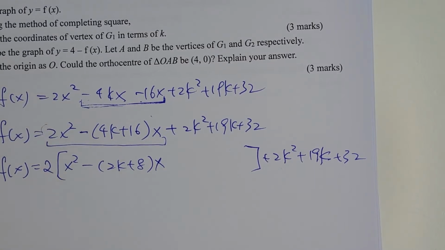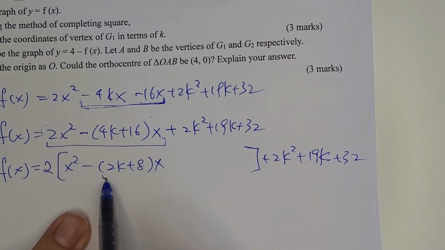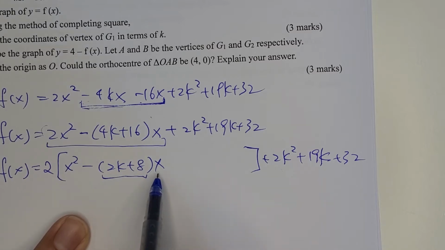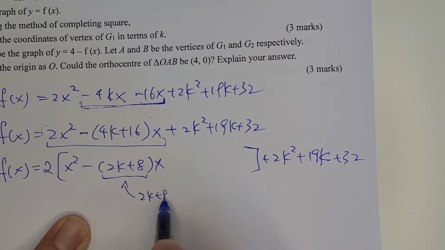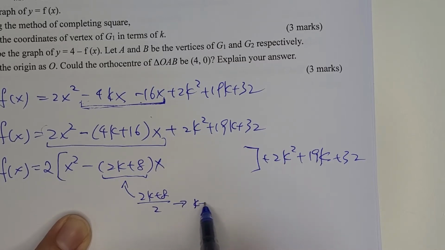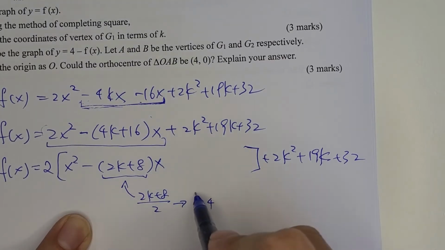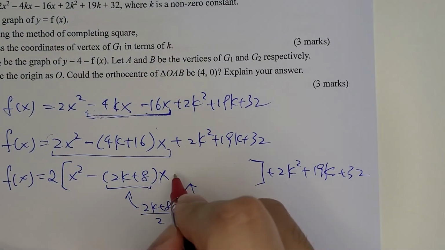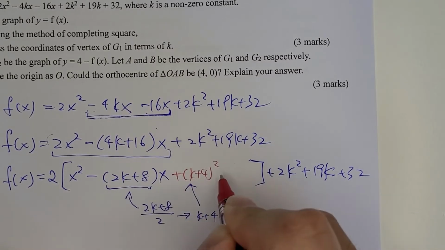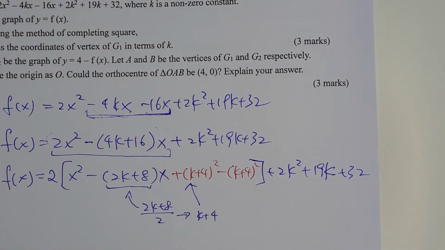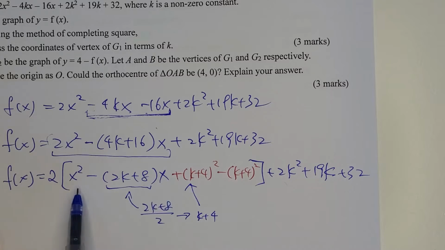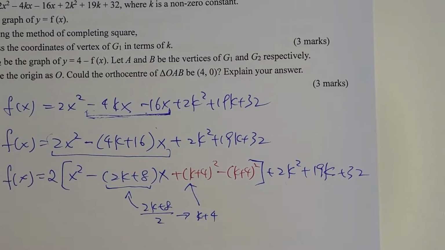So what should we add here? You can see the coefficient of x is 2k plus 8. First of all, you need to divide it by 2. 2k plus 8 divided by 2 becomes k plus 4. And here you should add (k plus 4) squared, and then minus (k plus 4) squared. You need to add this one and then minus this again. Why? Since after you add this one, the first 3 terms become a perfect square.